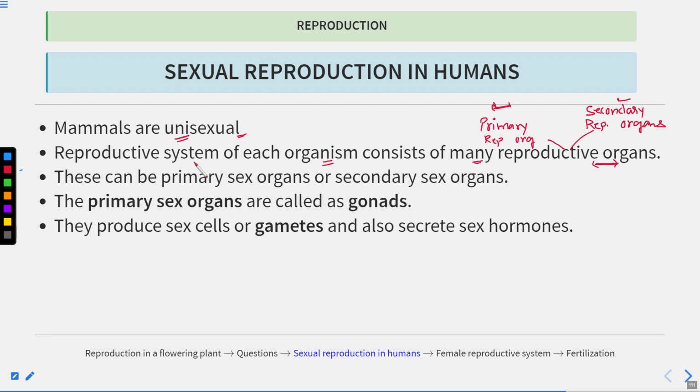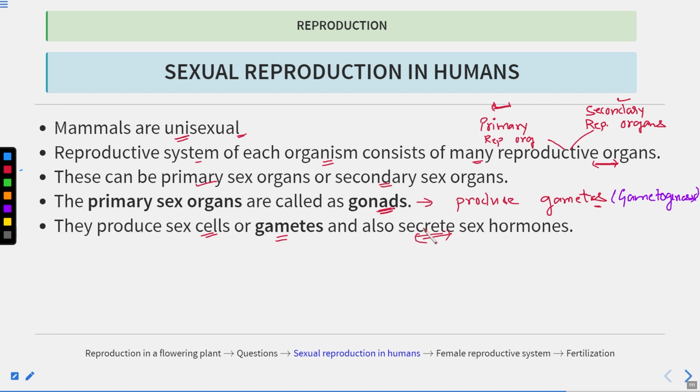Now, reproductive organs can be primary sex organs or secondary sex organs. The primary sex organs are generally known as the gonads. What is the role of the gonads? Gonads produce the gametes. Within the gonads, gametes are produced, and the formation or production of gametes is known as gametogenesis. Clear? They also secrete sex hormones.